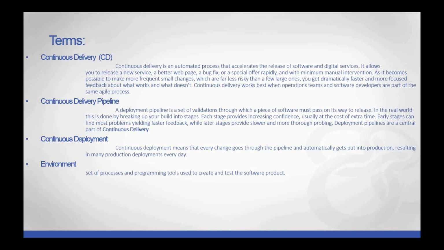Now, continuous delivery is the automated process that accelerates the release of software and digital services. It allows you to release a new service, a better web page, a bug fix, or a special offer rapidly and with minimum manual intervention. As it becomes possible to make more frequent small changes, which are far less risky than a few large ones, you get dramatically faster and more focused feedback about what works and what doesn't.